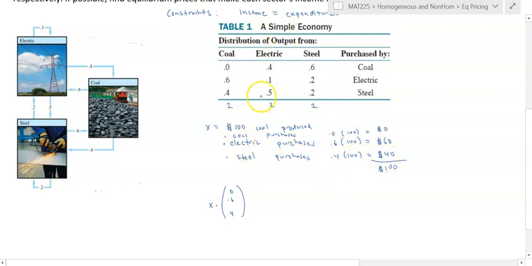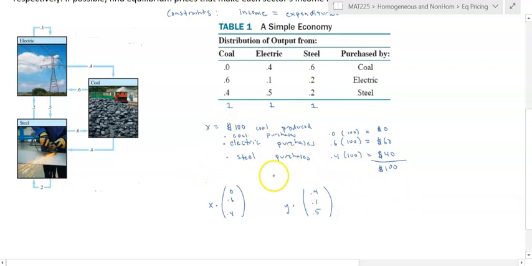We can do the same thing for the total production of electric, which is represented by Y, and that would be in dollars. So if they produce $100, then 40 would be purchased by coal, 10% would be purchased by electric, and 50% would be purchased by steel. So it would look like this: 0.4, 0.1, and 0.5.